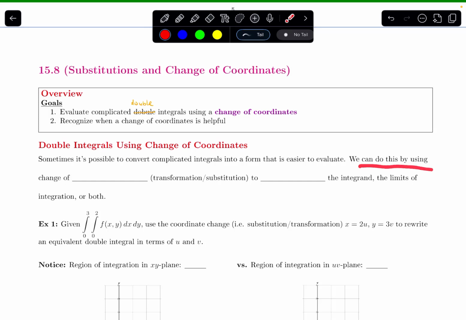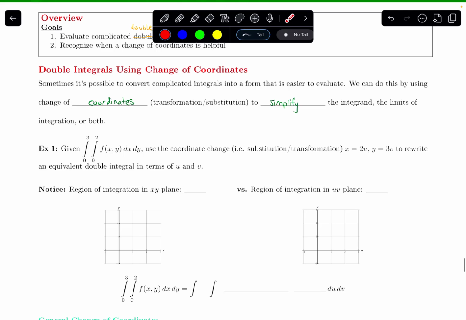And we can do this by using a change of coordinates. Or sometimes we call this a transformation or a substitution, to simplify the integrand, that's the thing we are integrating, or the limits of integration, maybe to simplify those, or maybe both. So let's look at simple examples to explore how this is going to work.